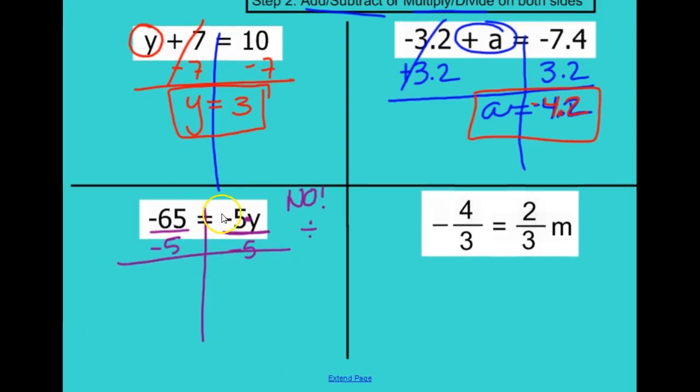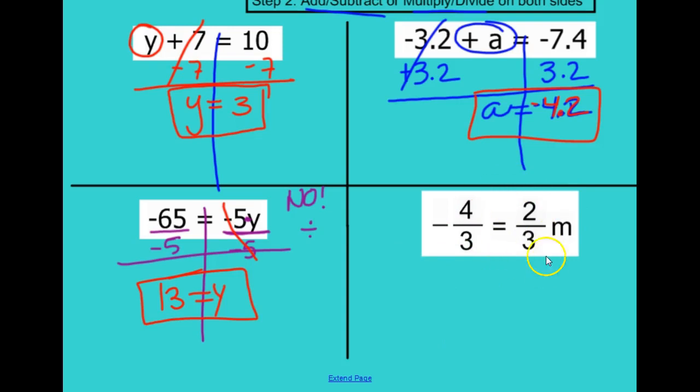Oops. 5 over 5 is just 1. So we have y. We know two negatives make a positive. And 65 divided by 5. Well, I know 5 goes into 60 12 times, like a clock. 5 sections in each of the 12 sections on the clock. But one more would give us 13.